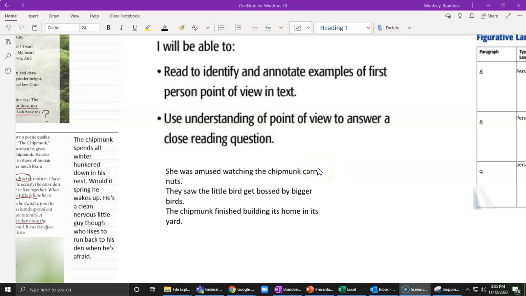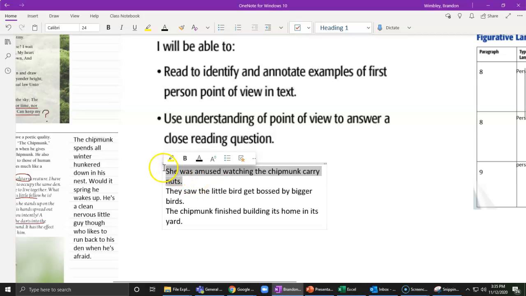All right, class, today's lesson we're going to be working on close reading, analyzing a first-person point of view. So our objectives for today are that I will be able to read, identify, and annotate examples of first-person point of view in a text, and use that understanding of point of view to answer a close reading question. Now, just a reminder of what first person is. That's when you use words like I, me, we.